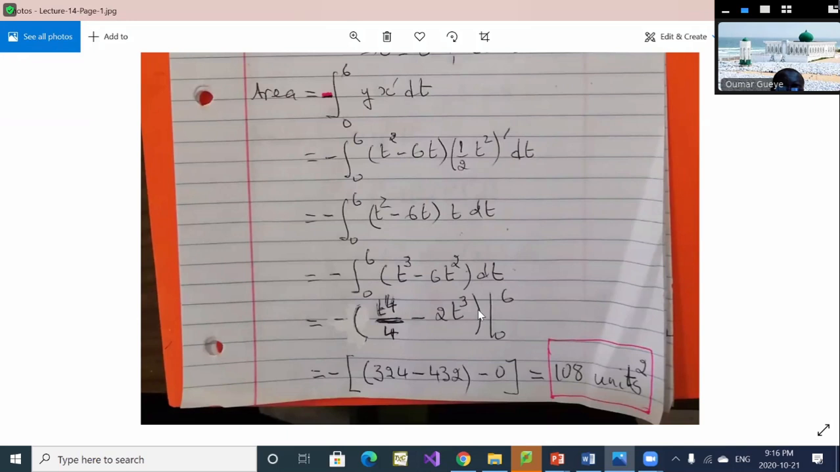So when t equal to 6, you guys will get the first bracket here. And when t equal to 0, it's going to be 0. When you calculate this bracket, you will get negative 108. And with this negative sign, it becomes a plus 108.